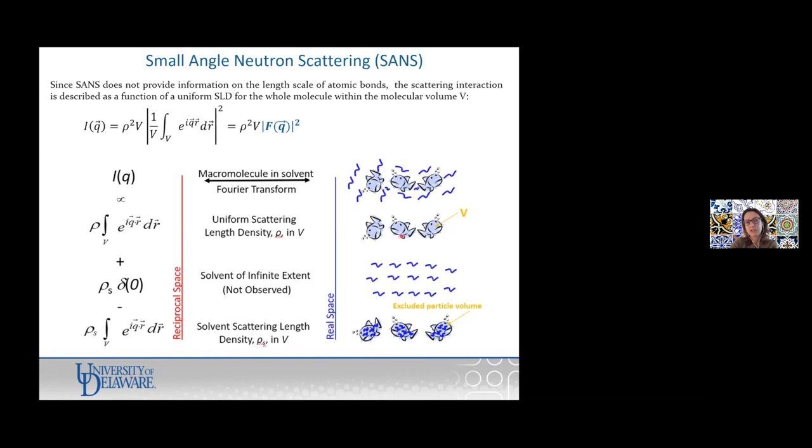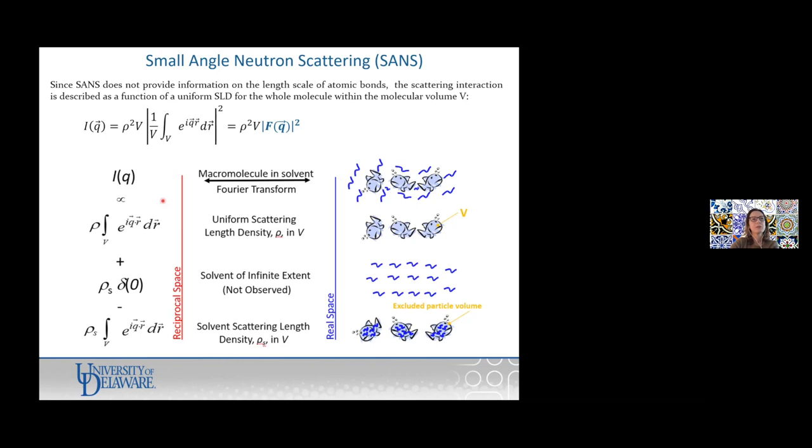So basically the structure. You're going to want to know what's the contribution to my scattering that comes from the molecule itself, which is the fish here that has a certain volume. Then you're going to add the contribution from the solvent itself. And then you're going to want to subtract the contribution from the solvent that is not present because your molecule is there, right? So you have what we call the excluded particle volume.